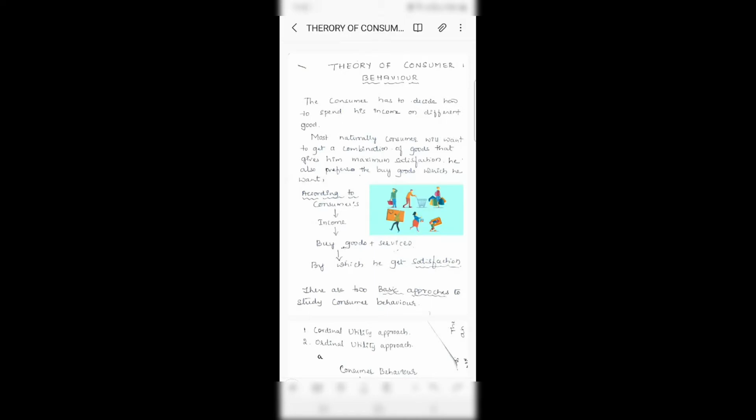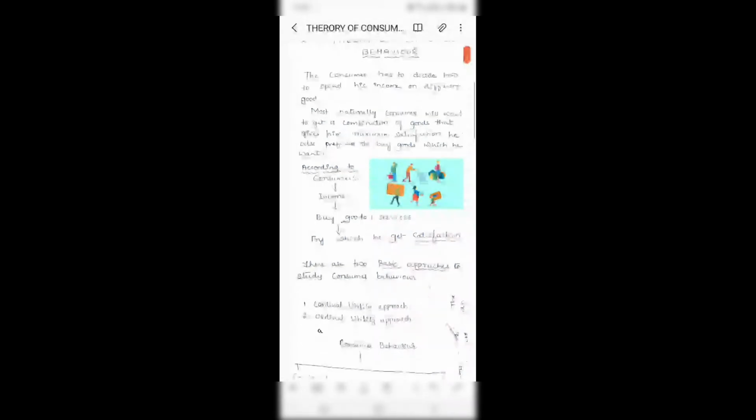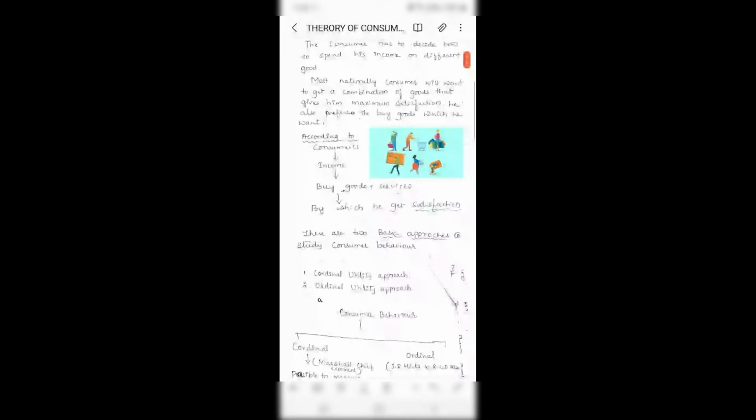So today we'll start the theory of consumer behavior. The consumer has to decide how to spend his income on different goods. Most naturally, a consumer will want to get the combination of goods that gives him maximum satisfaction. According to his income, he buys the goods and services by which he gets more satisfaction.